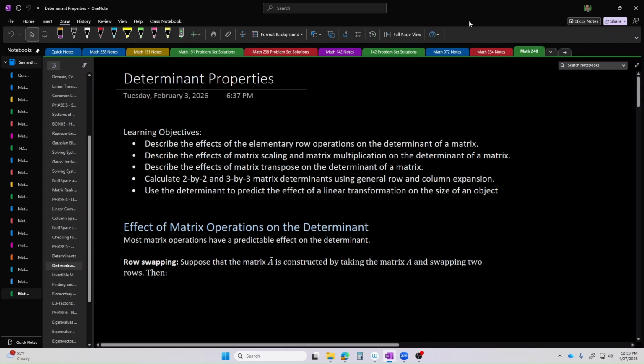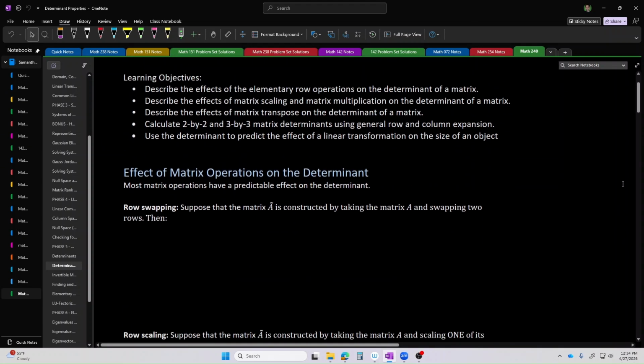Hello everyone, welcome back. This video will focus on the properties of the determinant, and then we will see a relationship between the determinant of the matrix and what that matrix is doing to vectors as a linear transformation. The determinant has a geometric meaning in terms of what a matrix is doing to vectors and to shapes.